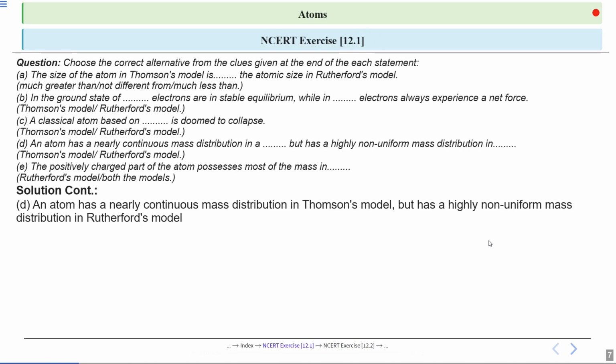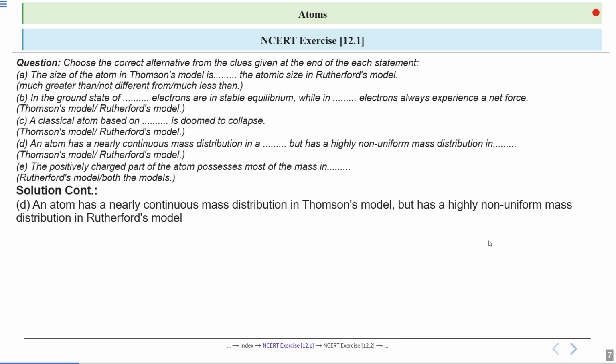Now let's focus on part D. In Thomson's model, the atom's mass is spread out almost evenly like a pudding with raisins. So we say it has a nearly continuous mass distribution. In contrast, Rutherford's model showed that almost all the mass is concentrated in a tiny nucleus at the center, making the mass distribution highly non-uniform.